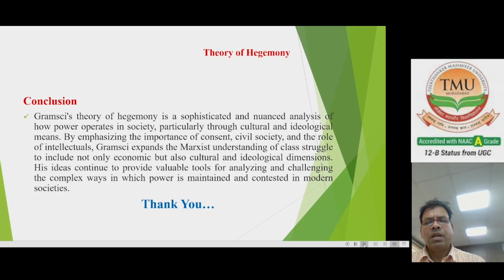Gramsci expands the Marxist understanding of class struggle to include not only economic but also cultural and ideological dimensions. His ideas continue to provide valuable tools for analyzing and challenging the complex ways in which power is maintained and contested in modern society. These are the important parts of the theory of hegemony.